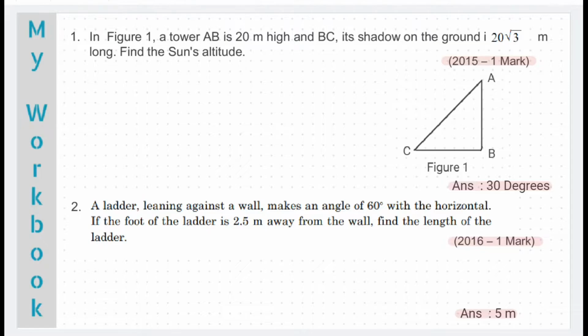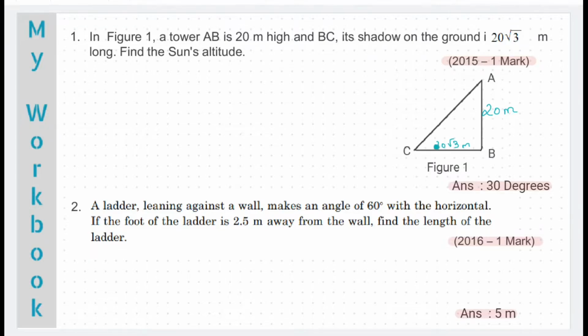Question number 1. In figure 1, a tower AB is 20-meter high and BC, its shadow on the ground, is 20 root 3 meter long. Find the sun's altitude. Tower AB is 20-meter high and its shadow BC is 20 root 3 meters long. We have to find the sun's altitude.